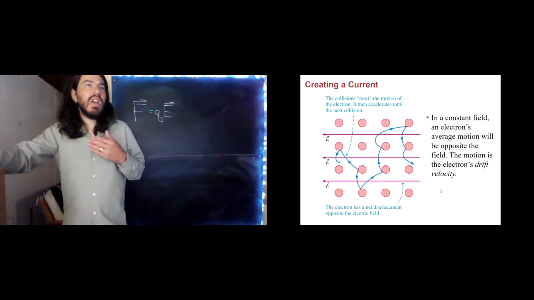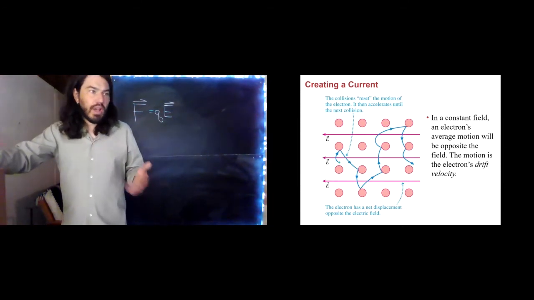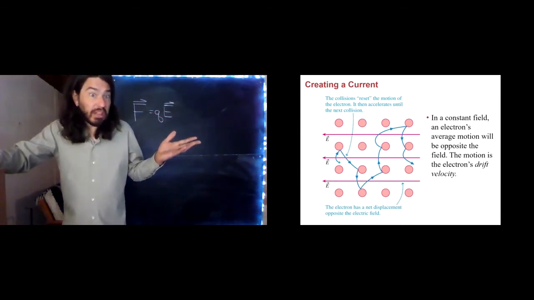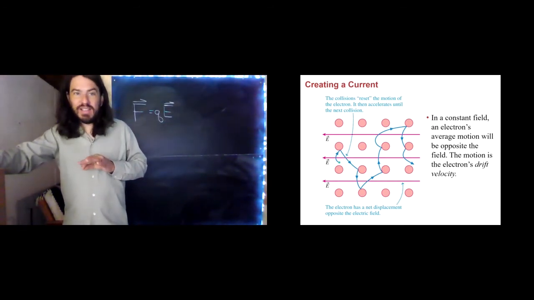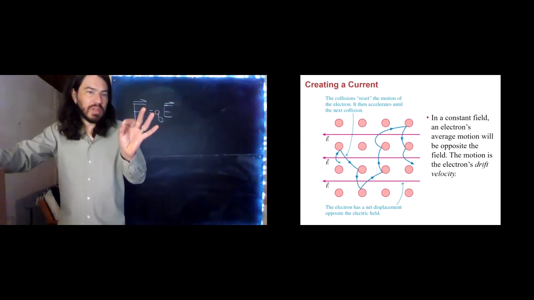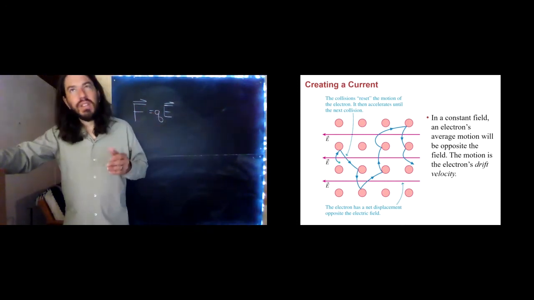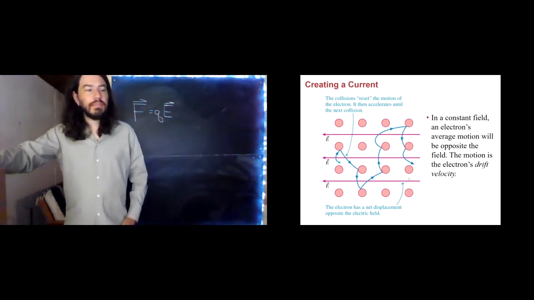Its thermal velocity would be on the order of 1,000 miles an hour, something like that. Quite fast. Whereas the drift velocity is on the order of centimeters per second. Very slow. So it's kind of interesting to think about.